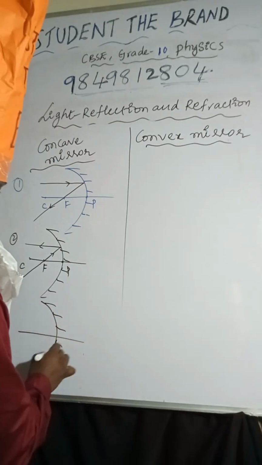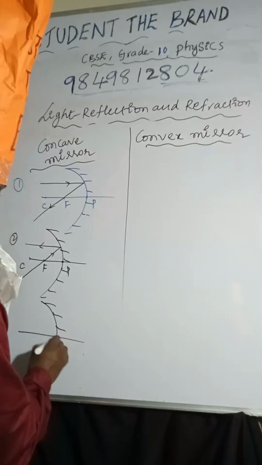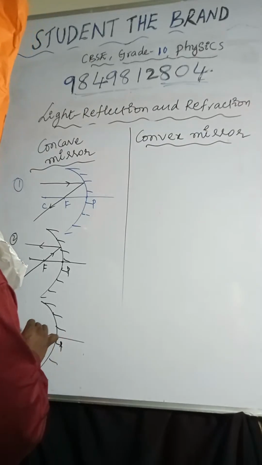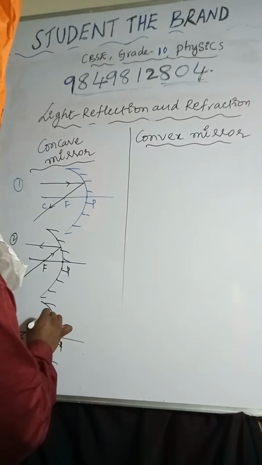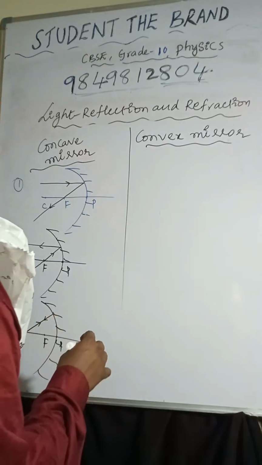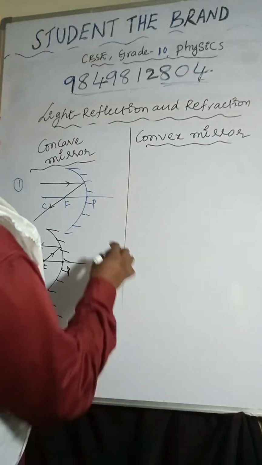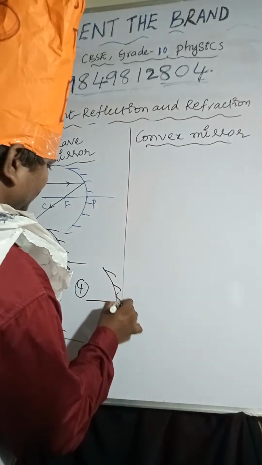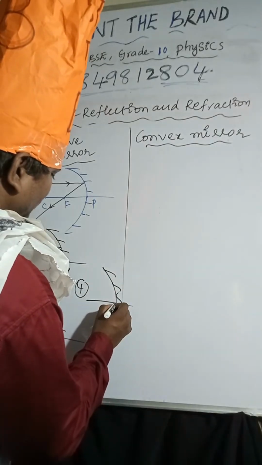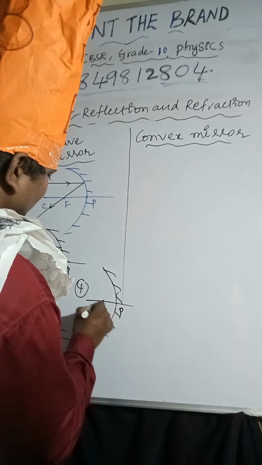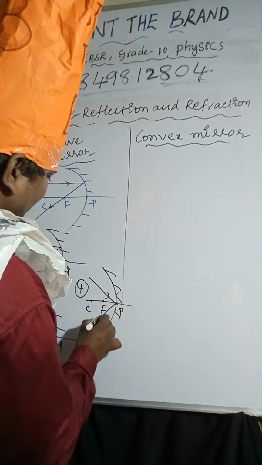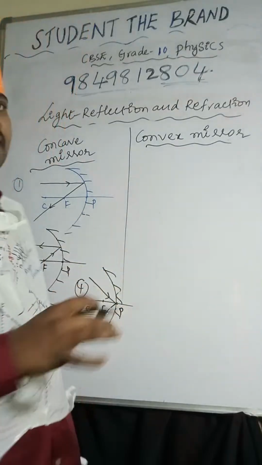This is the pole, focus, center of curvature. Light ray is passing through center of curvature. And coming to the fourth one, light ray is incident at the pole, so it will reflect back. So these are the ray rules of concave mirror.